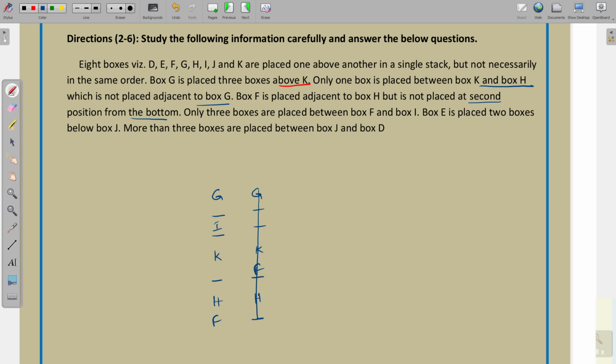And next, box E is placed 2 boxes below J. If J is placed here, E is placed here. More than 3 boxes are placed between J and D. So 1, 2, 3 and 4, here D is placed. So 2, 4, 6 and 8. So it is the final arrangement of the stack.